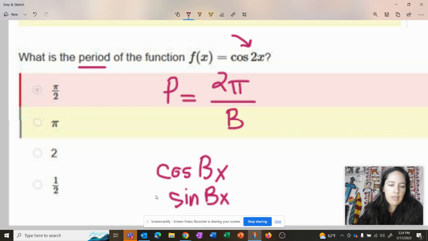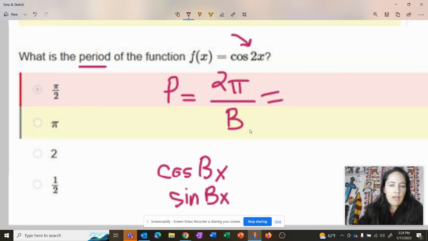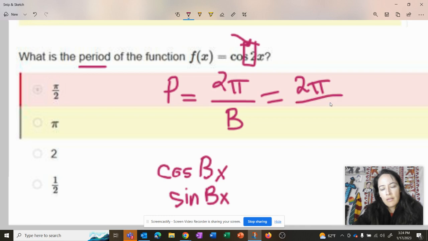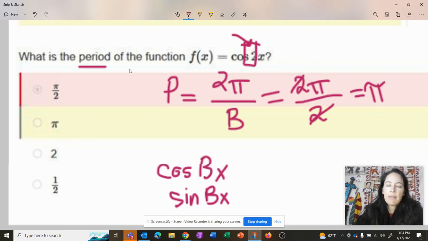So if you're given this, then you just plug it in. In our case, our b is 2, but that's not our period. So now we need to substitute it in. 2 pi divided by 2. These just cancel. It equals pi.